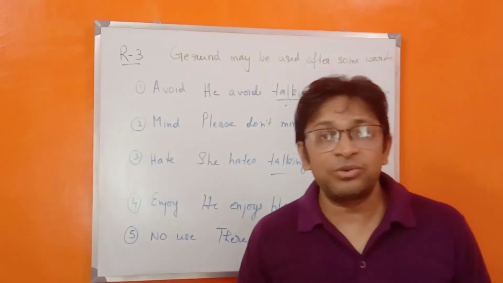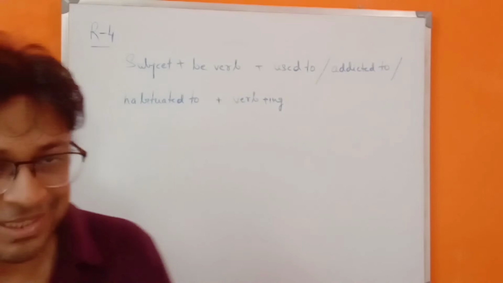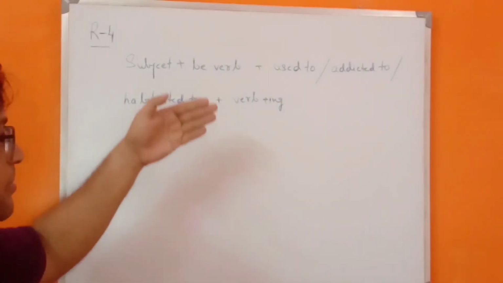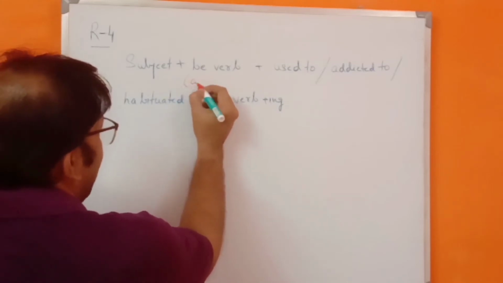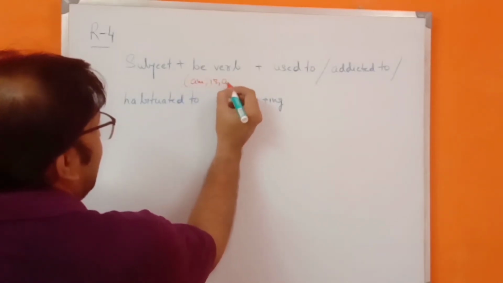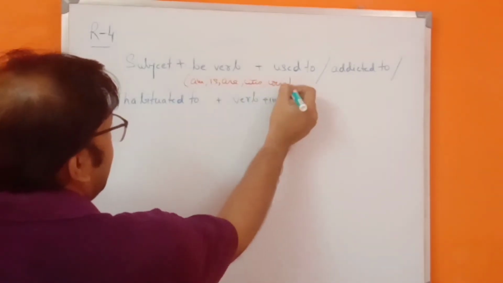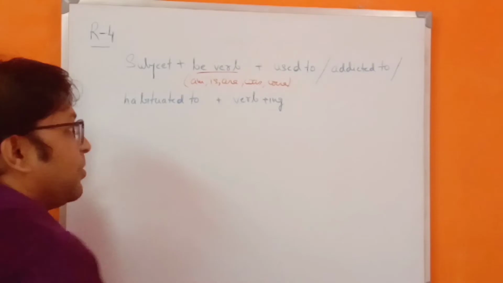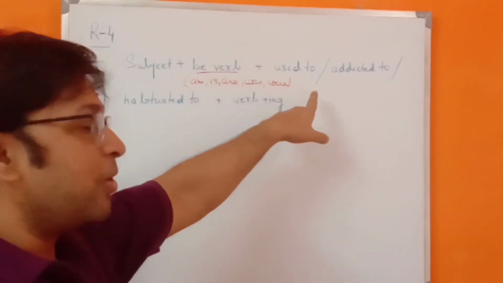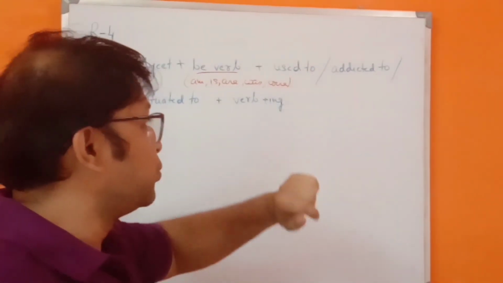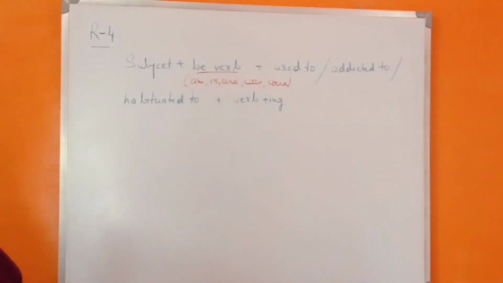Now let's come back to another example, which will help you more. Rule number 4, how the sentence will form. After using the subject, we will be using be verb. You all know what be verbs are. Suppose am, is, are, was, were. So these are our be verbs. You have to always remember what the be verbs are. After using the be verbs, what words are we going to use? Suppose used to, addicted to, habituated to, and after that verb plus ing.